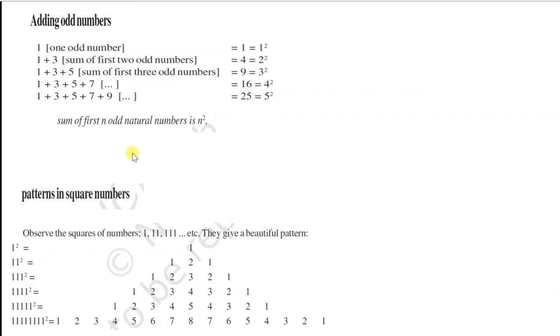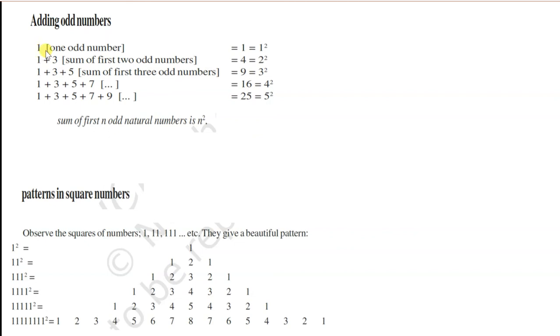Yesterday we started a new chapter, squares and square roots, and we studied some properties of perfect square numbers. So let us today study some more properties and some patterns in square numbers. Adding odd numbers.